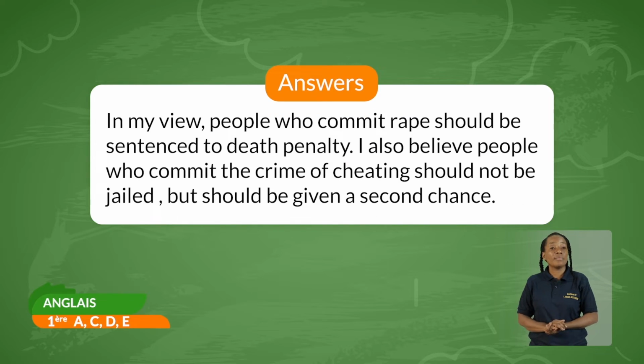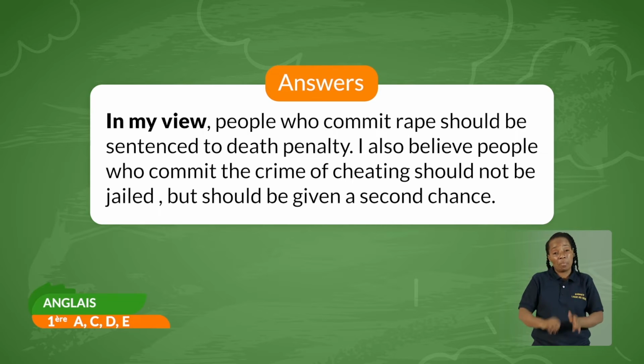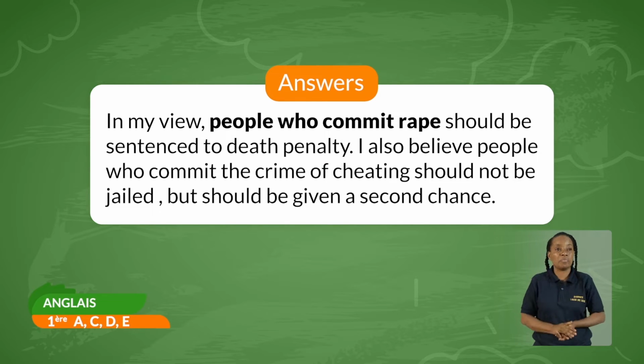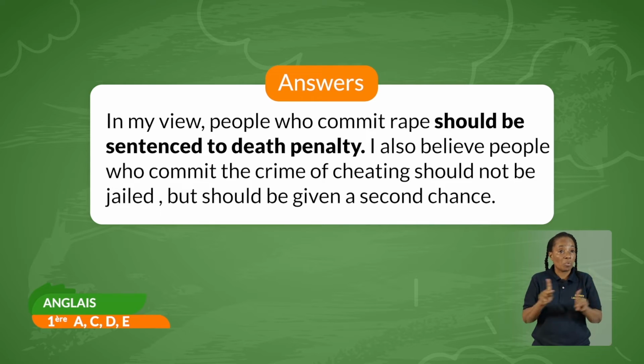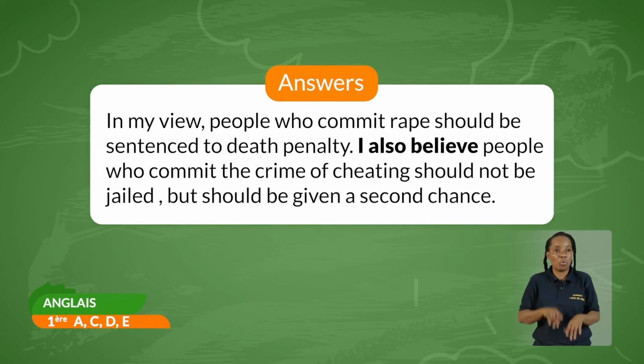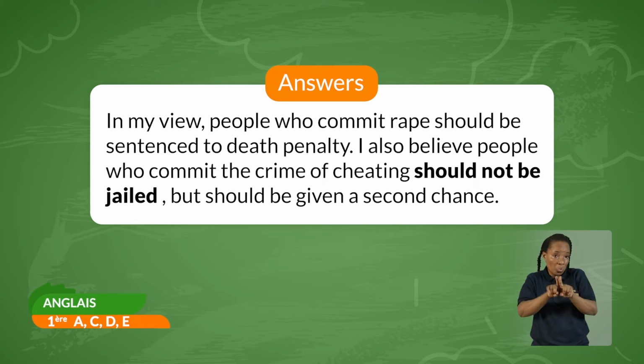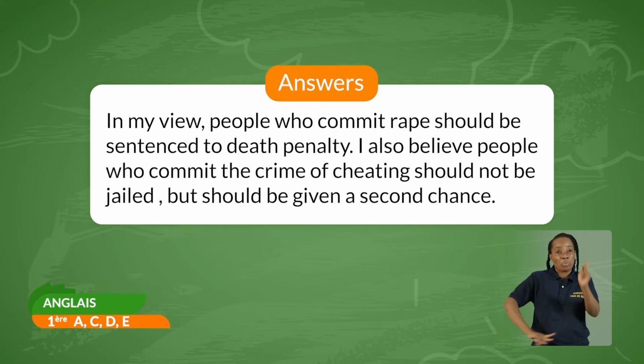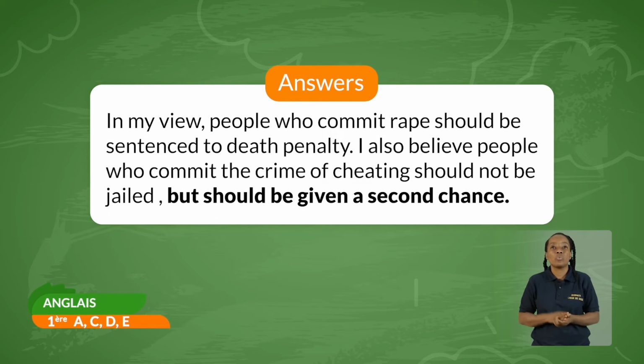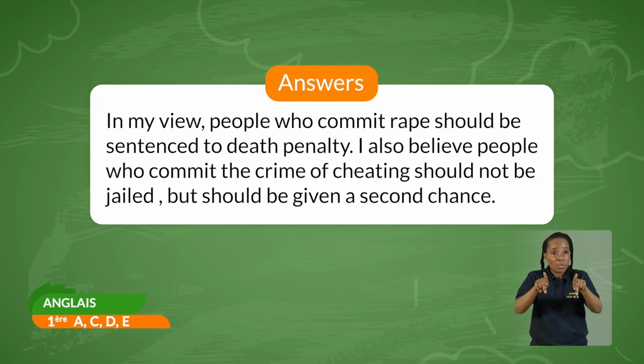So you can say, for example, in my view, people who commit rape should be sentenced to the death penalty. I also believe people who commit the crime of cheating should not be jailed. This is a personal opinion, but they should be given a second chance. So this is how you can do that. So you have to write 5 sentences giving your opinions. Make sure that you vary your expressions.